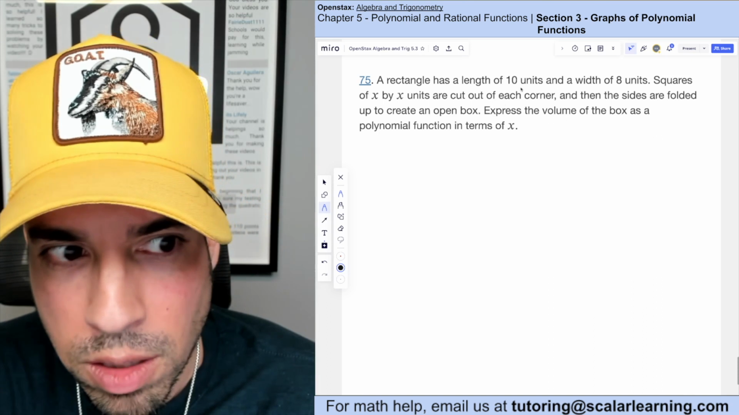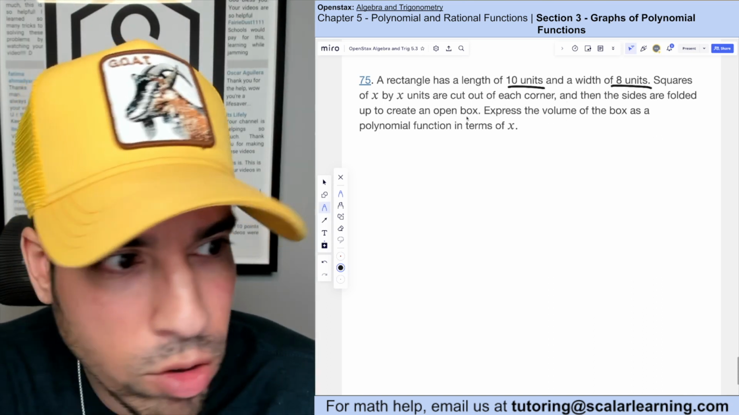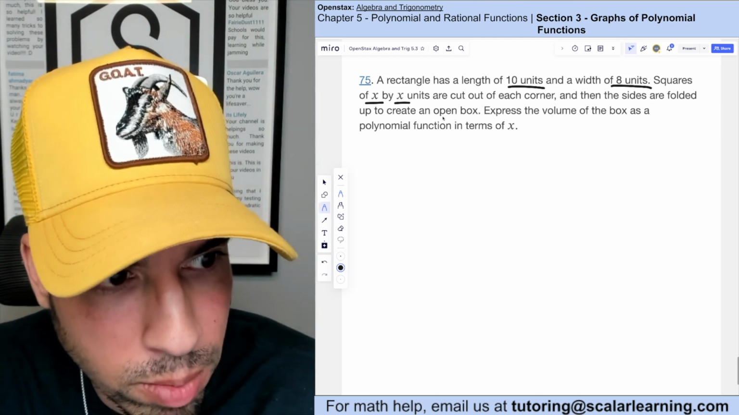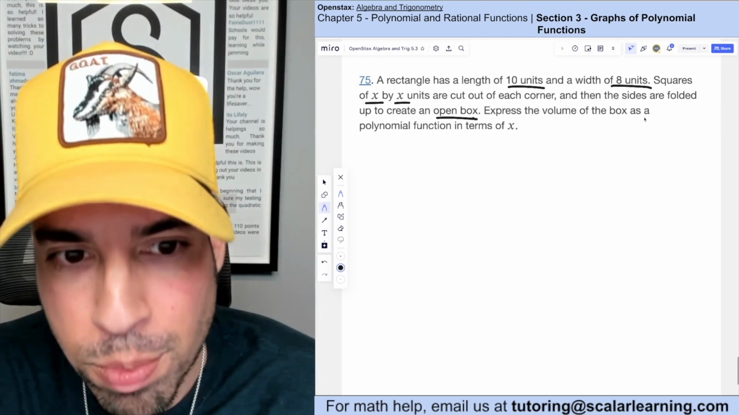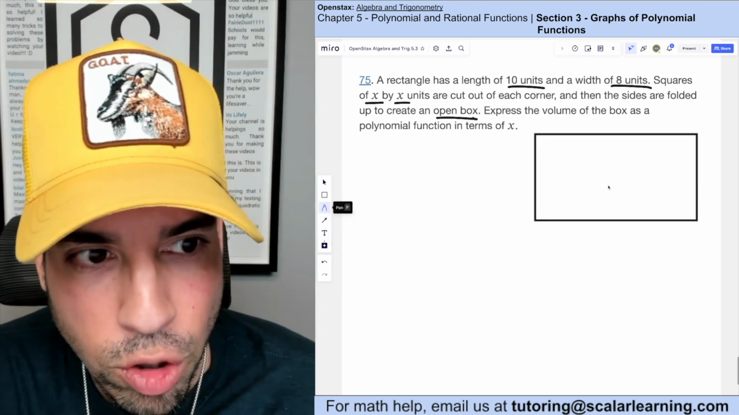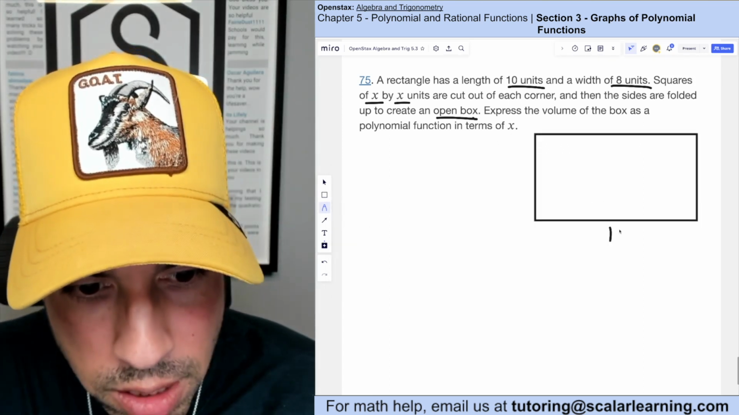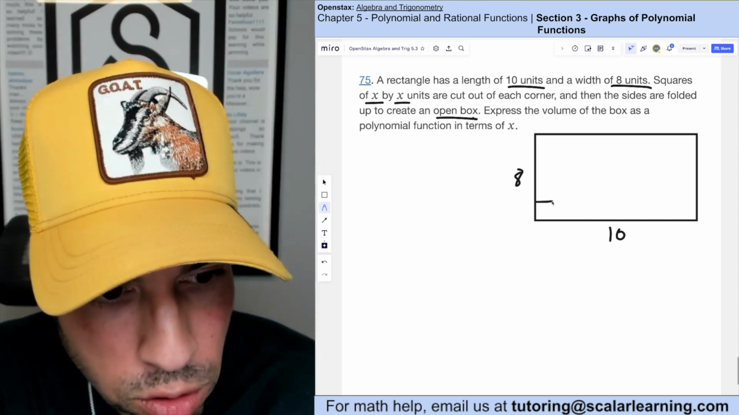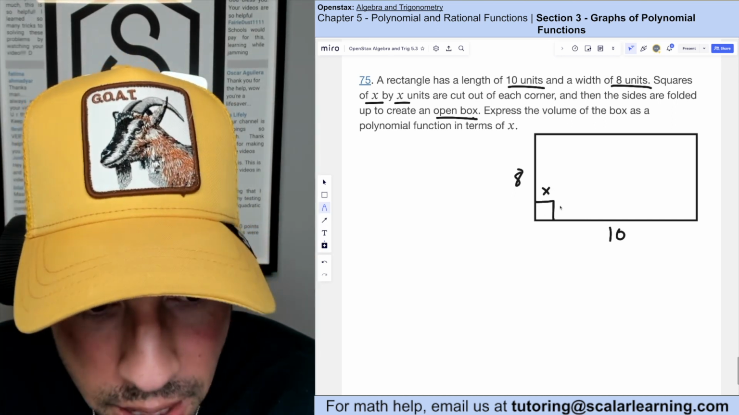done. A rectangle has a length of 10 units and a width of 8 units. Squares of x by x are cut out of each corner, and the sides are folded up to create an open box. Express the volume of the box as a polynomial function in terms of x. So here is our rectangle. We'll say this side is 10, this side is 8, and then they're cutting out little squares. So the squares are going to look like this, and they're going to be x by x.